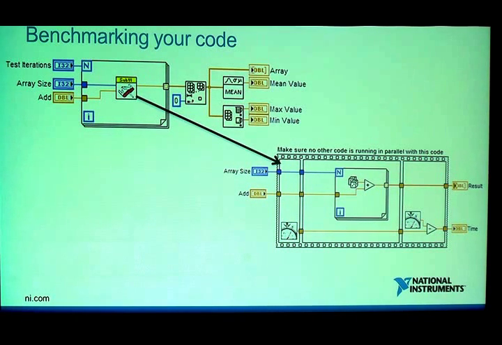Set up the for loop for the number of iterations you want to run. Run your code, and you're going to get the results out. Coming out of there is our time difference, and that's what's building the array on the edge of the for loop. We're using the delete array element function to get rid of that first run, and then we're calculating the average, taking the min and the max, and displaying those on the front panel.